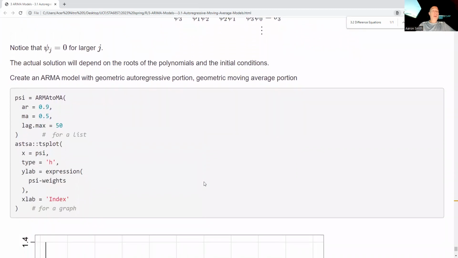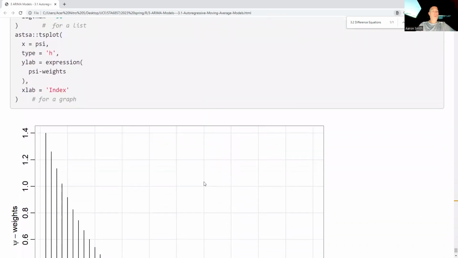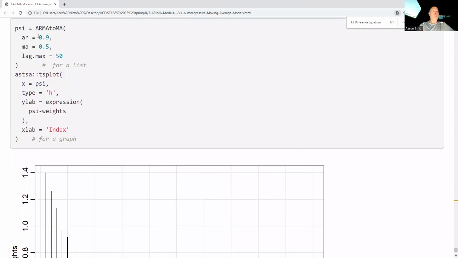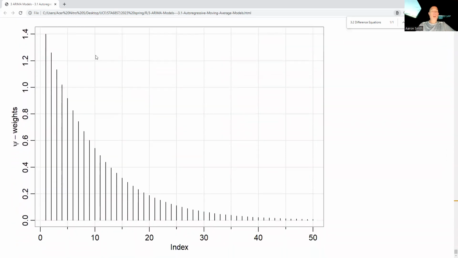And we can work this out by hand, and we can also work this out using the ARMA to moving average function in base R. So here's an example using 0.9 and 0.5. This is one that I worked out the details of by hand in a previous video. And here we can see the weights decreasing because of that geometric aspect.